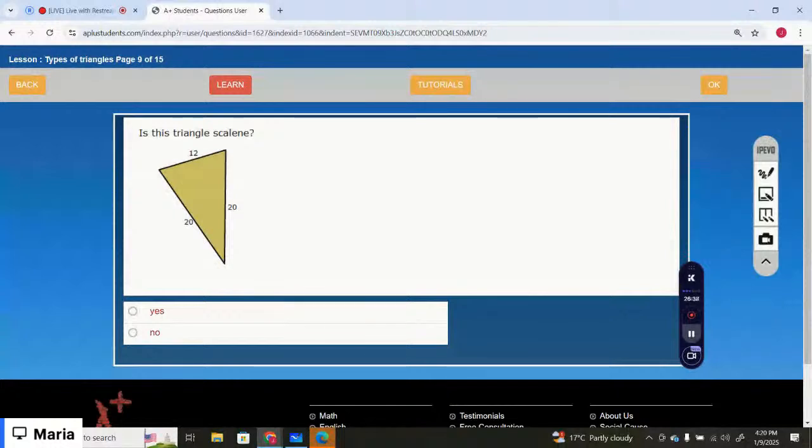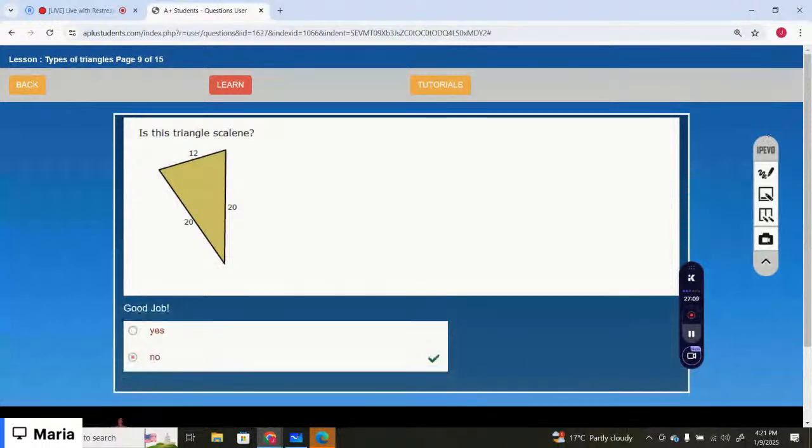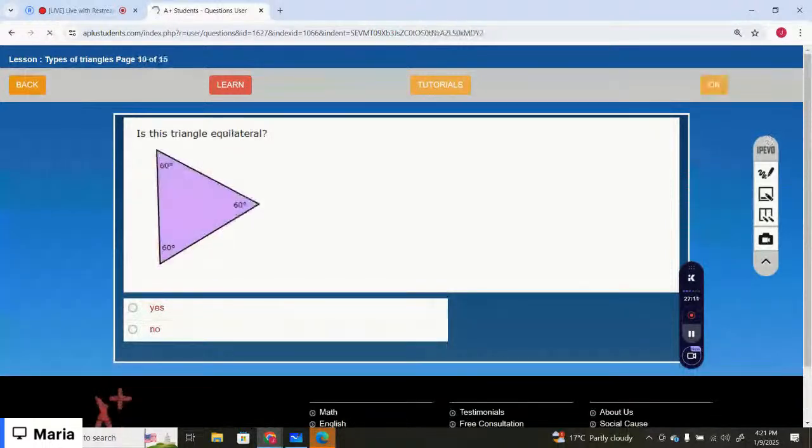Is this triangle scalene? No, that is not a scalene triangle. Okay, you can complete the lesson by yourself later today. Let's just move on to the next lesson.